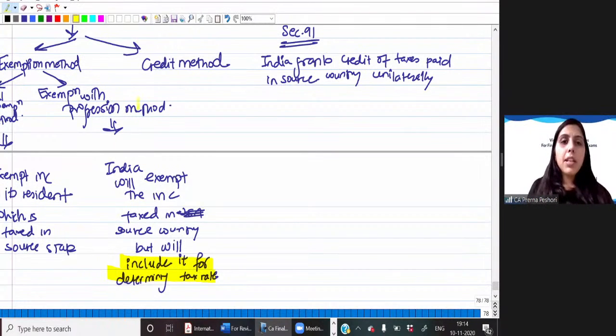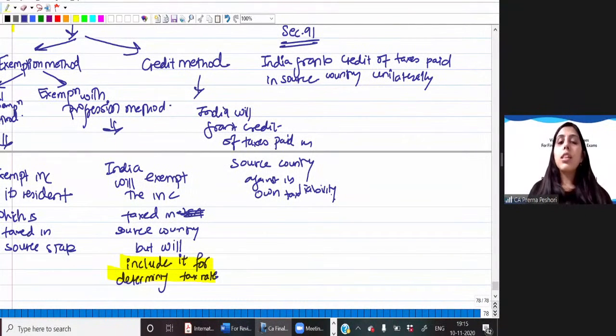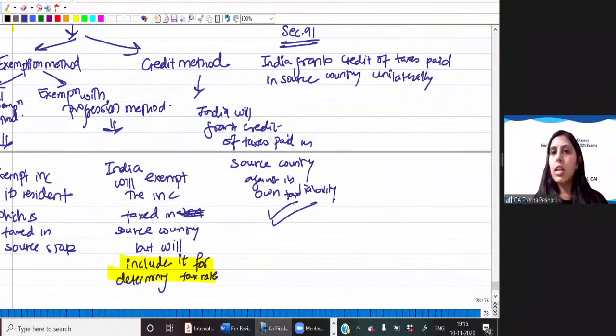And under the credit method, India will grant credit of taxes paid in the source country against its own tax liability. This is just like TDS. So generally India follows the credit method. Generally, in 99% of cases, India follows the credit method. Clear?